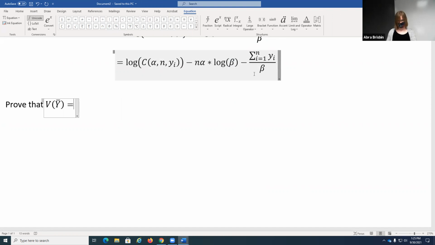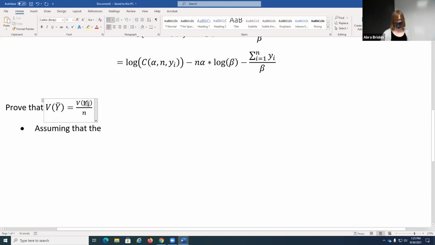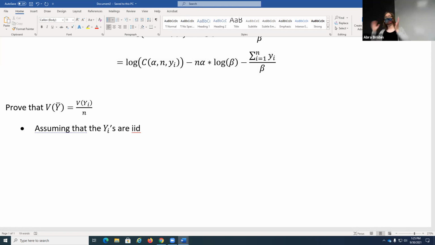So, prove that the variance of y bar is equal to the variance of y sub i over n. This is assuming that the y sub i's are independent and identically distributed. This proof is not specific to the gamma distribution. It works in general, but we do need the y sub i's to all have the same variance, and we need them to be independent.